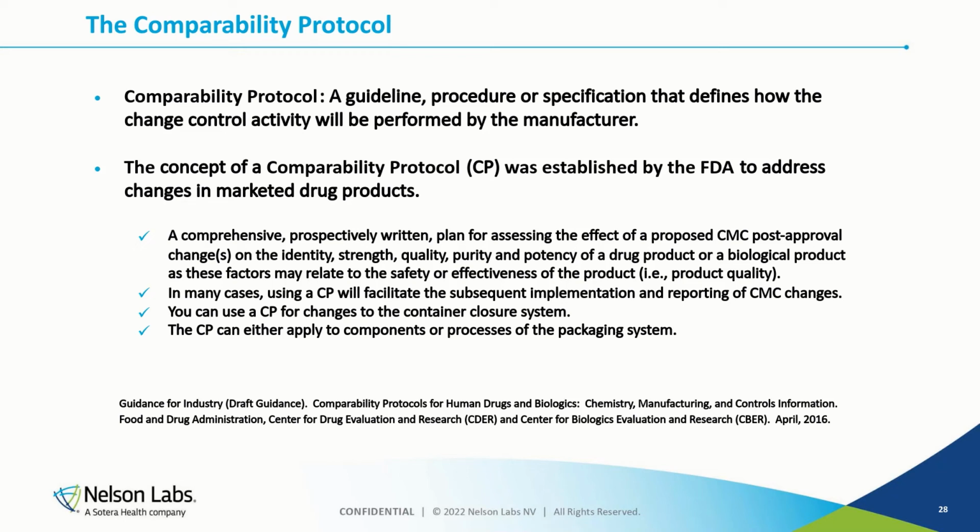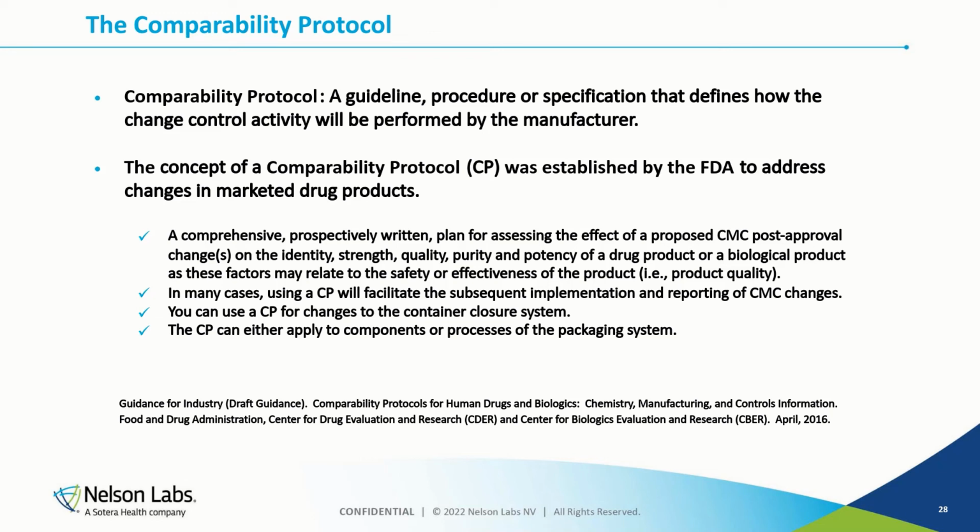Now let's take a step back and talk a little bit about a comparability protocol. And let me describe to you what a comparability protocol is. A comparability protocol is essentially an outline, a procedure, a specification that defines how the change control activity is going to be performed. Okay, so it's a protocol whose title is something like change control in packaging systems, or something to that effect. In other words, you've locked yourself into a change control process, and that process is embodied in a comparability protocol.